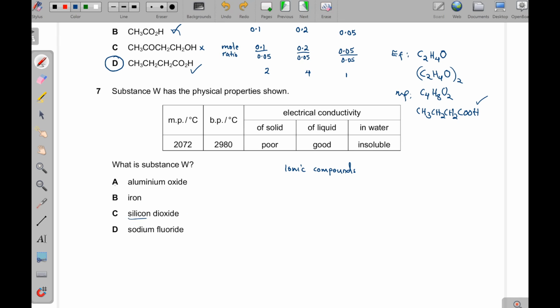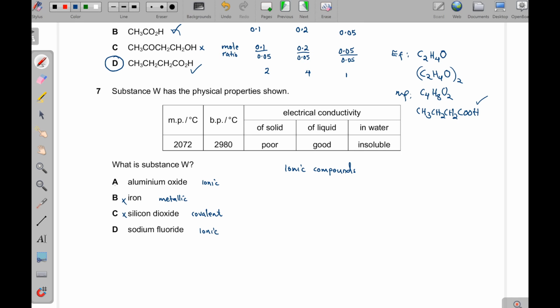Okay, silicon dioxide here, this one is what? Covalent. This one is a covalent compound. Okay, then sodium fluoride is ionic. Yes. Iron, this one is metallic. Okay, we are looking for ionic what? Compound. Then this one is ionic. So B has to be off.